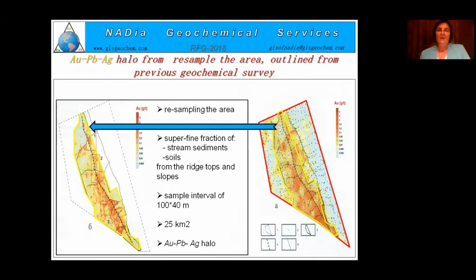The halo which was defined is a gold, lead, silver halo, and the rank of this territory is rank number 2. So calculations showed that the predicted amount of gold is 91 tons.